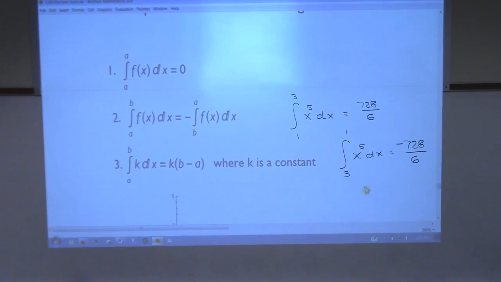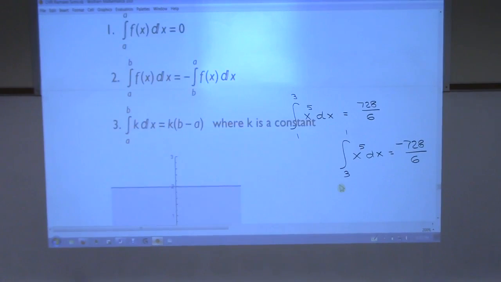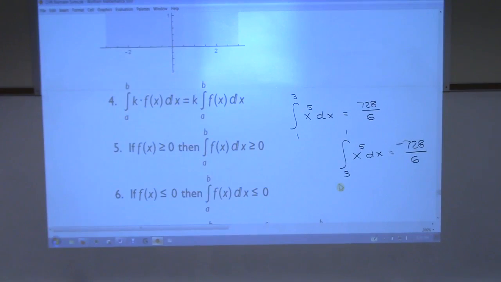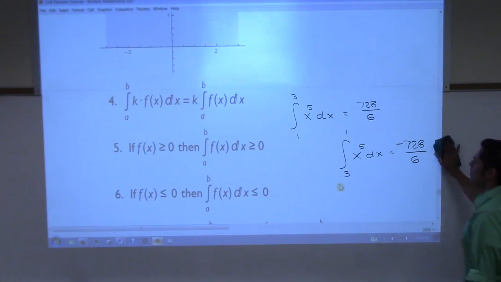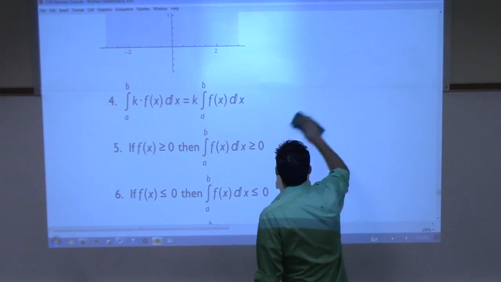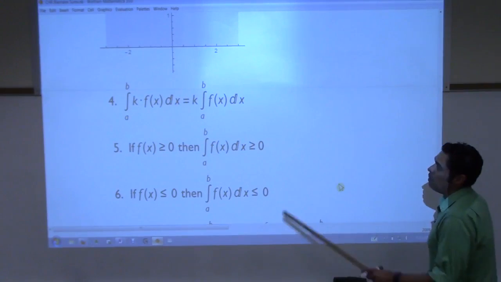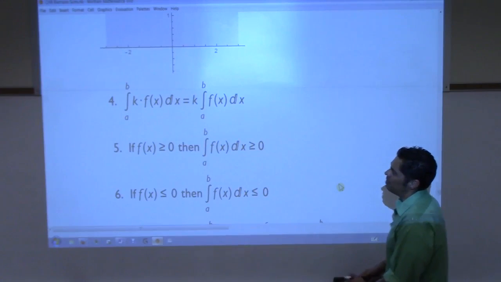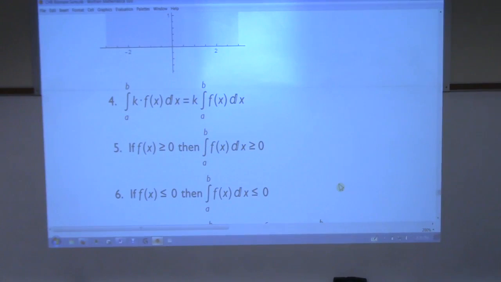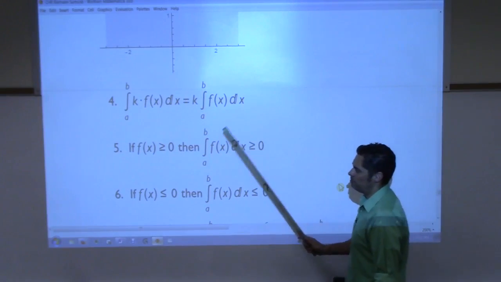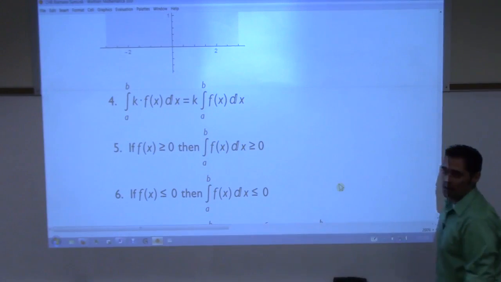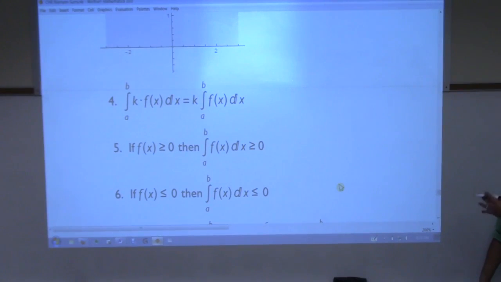Three, we don't really need. 3 is really not important. 4, 5, and 6 are, I think these are pretty obvious. Let's see. What does this first number 4 say? Constants can come out. And we knew that already, didn't we? This just gives it to you for sure, all right? Maybe it was different for definite integrals than indefinite, but no, it's the same.